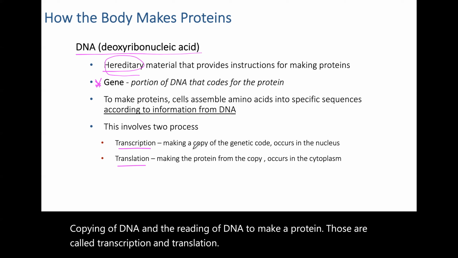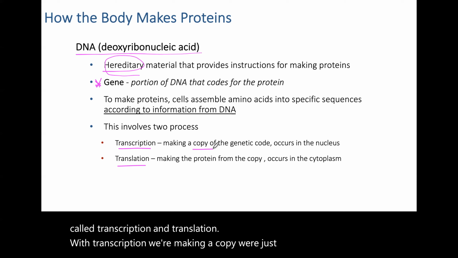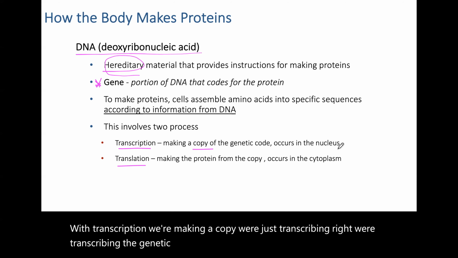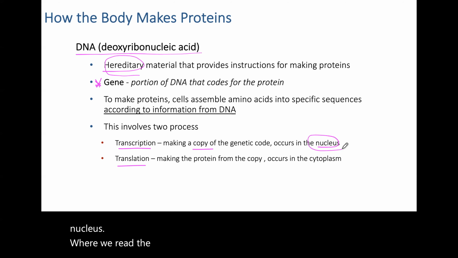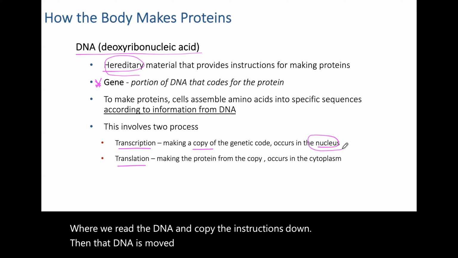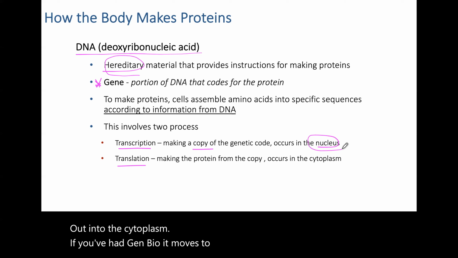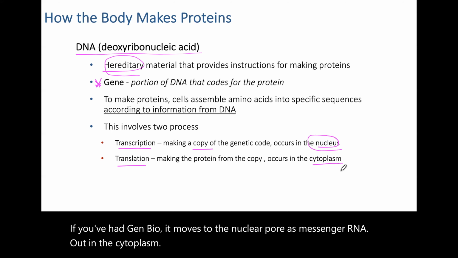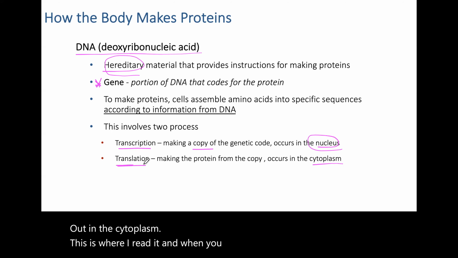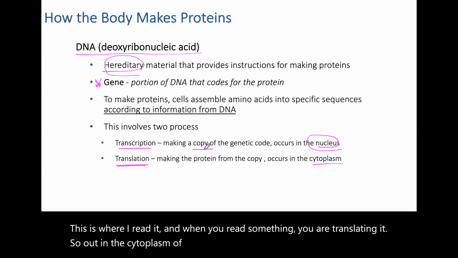With transcription, we are making a copy. We're just transcribing, right? We're transcribing the genetic code. So this is happening inside the nucleus, where we read the DNA and copy the instructions down. Then that copy is moved from inside the nucleus out into the cytoplasm. If you've had gen bio, you know it moves through the nuclear pore as messenger RNA. Out in the cytoplasm, this is where I read it. And when you read something, you are translating it. So out in the cytoplasm of a cell, we read the copy and we make the protein.